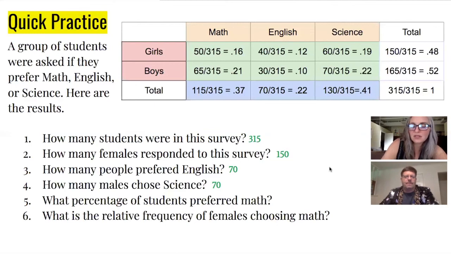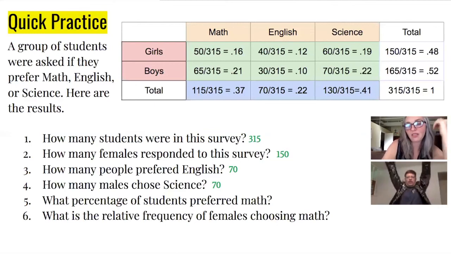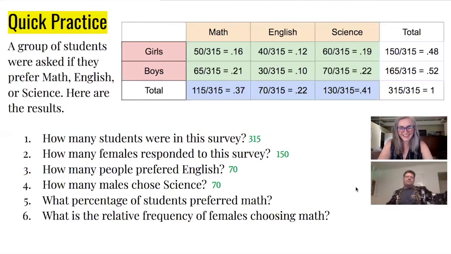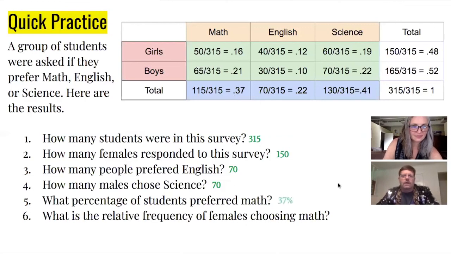What percentage of students preferred math? Oh, wait, you should have made that the most popular one, 37%. I'm looking at the total because now she's not specifying any gender, so I would go for the total of 115 divided by 315, which is 0.37. And they may report that as 37%. That's what she did. Okay, she caught me. What is the relative frequency from decimal to percent, even in your head?